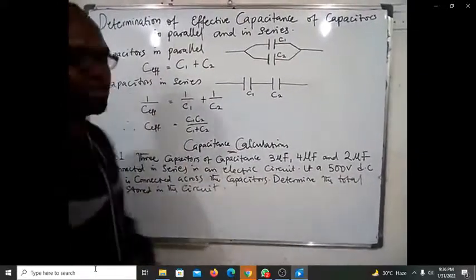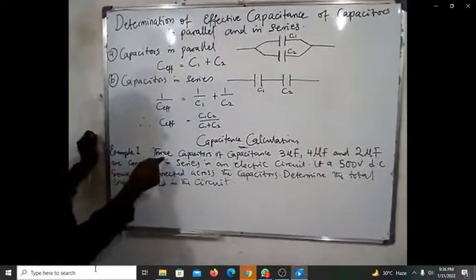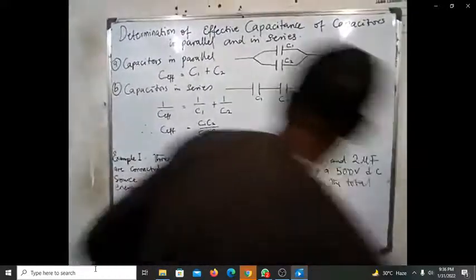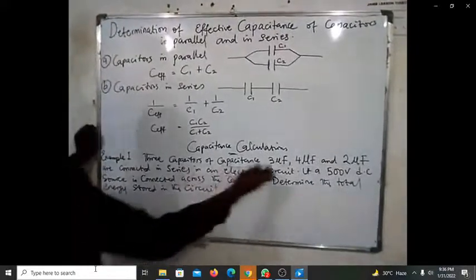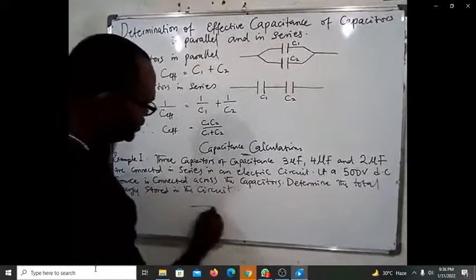Now, we are going to try one calculation. Example 1: 3 capacitors are connected in what? Series. You can see it's in series. So you're supposed to have something like this.